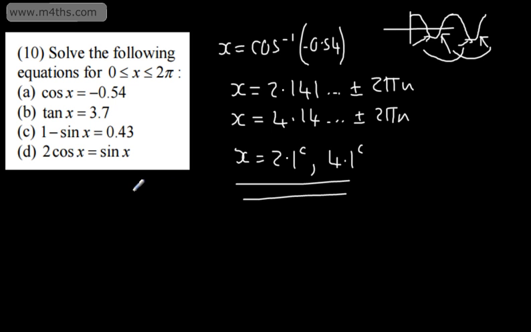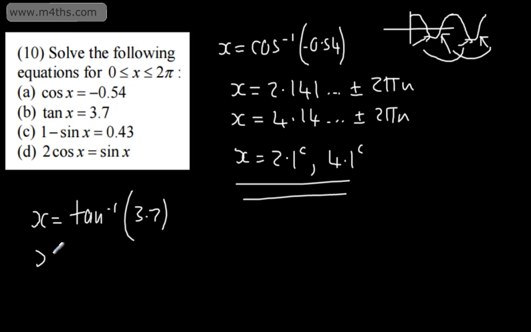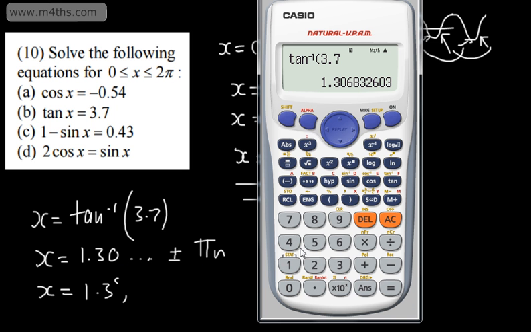Okay, tan x is equal to 3.7, so x is equal to the inverse tan of 3.7. Again, we're in radians already, so shift tan, the inverse tan of 3.7, 1.3. Okay, so x is going to be equal to 1.30 plus or minus multiples of pi. Remember, all we've got now are just multiples of pi. So what I'm going to do is say that x is going to be, again, we're doing this to 1 decimal place, 1.3. Then we're going to add pi to this. Remember pi is 3.14159, and so on and so forth.